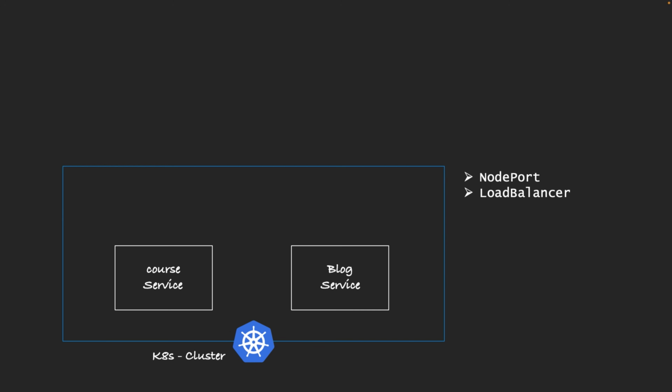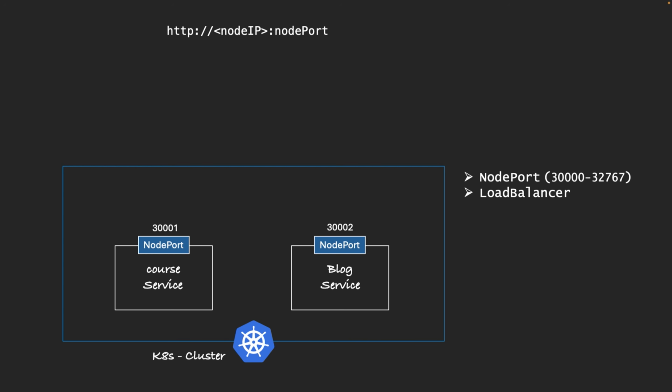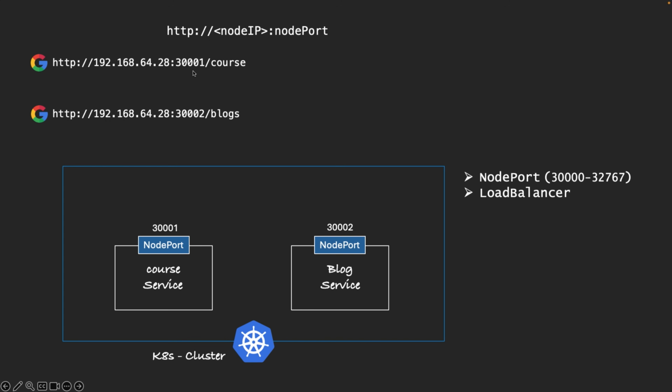First, let's discuss the problem using node port service. Assume both my course and blog services are exposed as node port services, which means a port in the range 30,000 to 32767 will be assigned to each service. That's the basic principle of node port service, isn't it? Now, how can I access these two services? It's simple. Since it is a node port service, you can access it by node IP and node port. To access the course service, you define the URL with the IP and 30001, which is the port of your course service, and your endpoint.